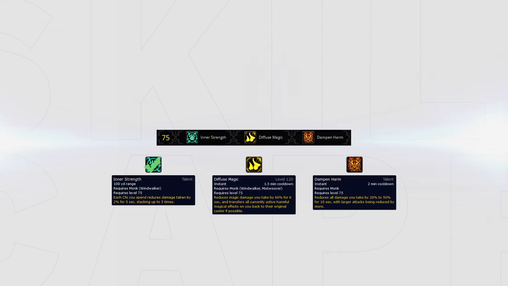Dampen Harm could have its potential uses against high burst teams when Inner Strength isn't enough. Usually Inner Strength is just always better, but when that isn't enough, alongside Diffuse Magic, then Dampen Harm could be worth a shot.